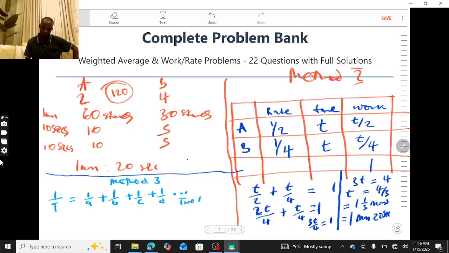But assuming we are considering only two machines, two computers, two people, then if you have 1 over T equals 1 over A plus 1 over B, you end up having that T equals AB over A plus B.